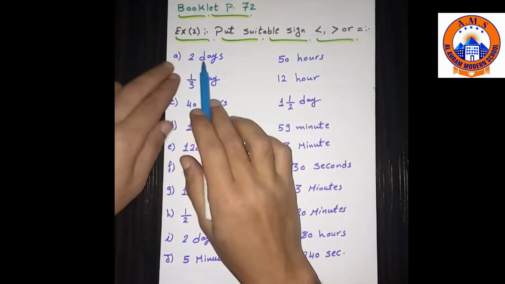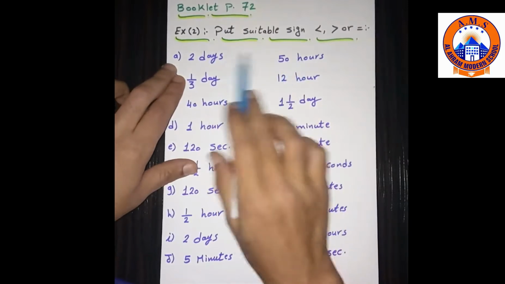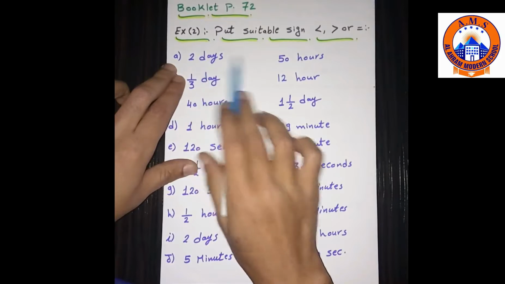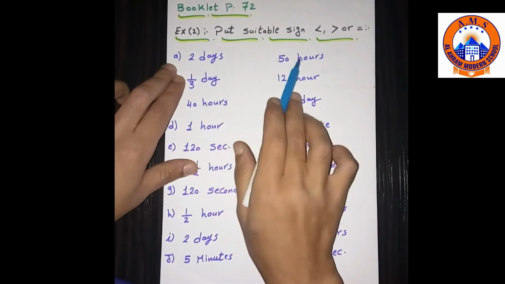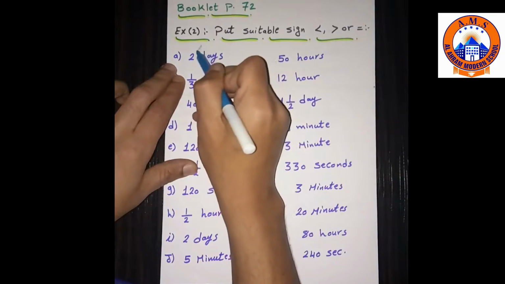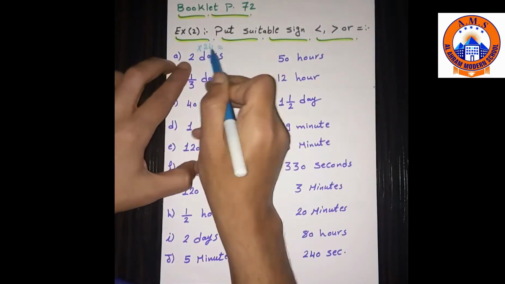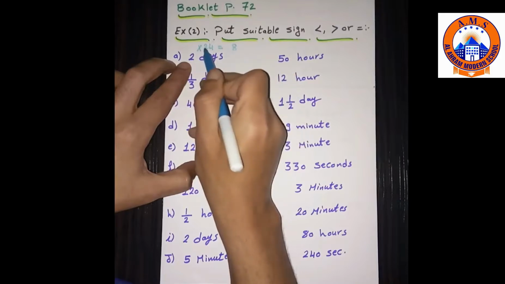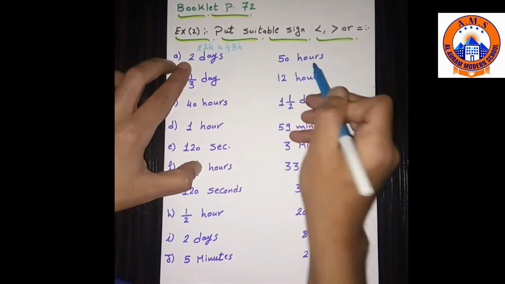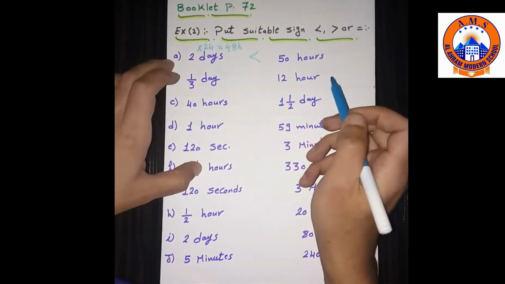Question number A, we have 2 days and 50 hours. First you have to make the two things the same with the same unit. I'm going to change these days into hours by multiplying by 24, since the day contains 24 hours. So 2 by 4 equals 8 and 2 by 2 equals 4. So now we have 48 hours and 50 hours. Exactly, 50 hours is greater.